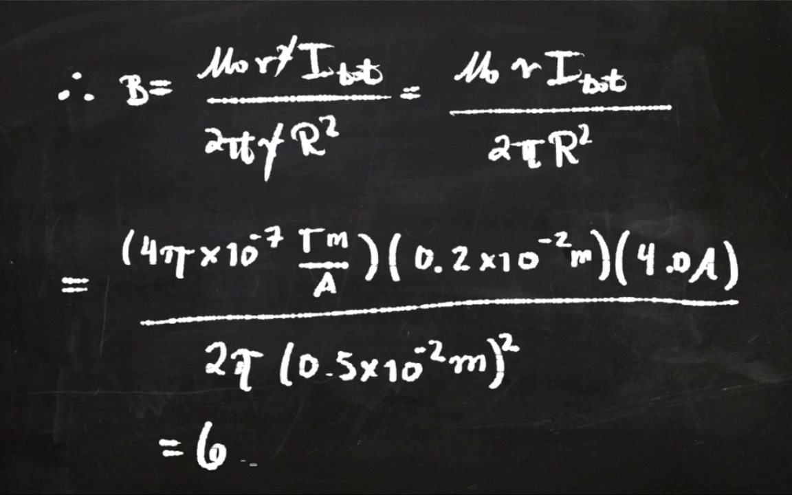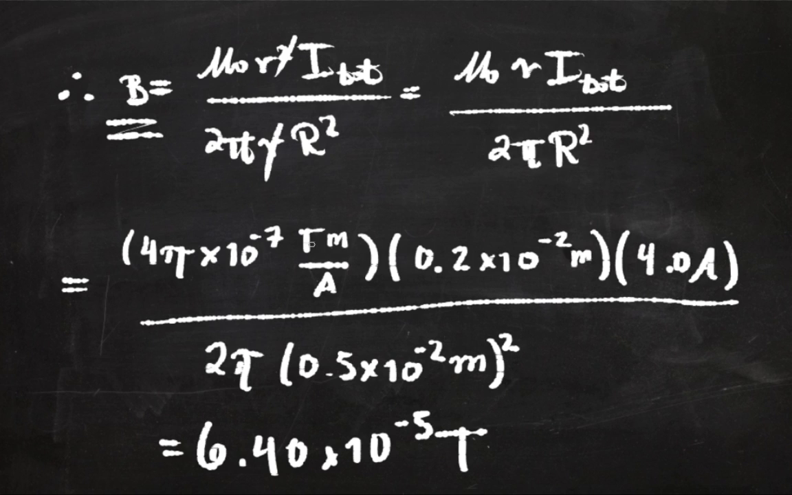Using a calculator, I got 6.4 times 10 to the minus fifth. This is a B field, so the units should come out in Tesla, and let's check to make sure the units actually do come out properly. So here we have amps in the denominator, canceling with amps in the numerator. This is meters squared, so we have meters canceling here and here with those, and we're left just with Tesla. So the units do work out.